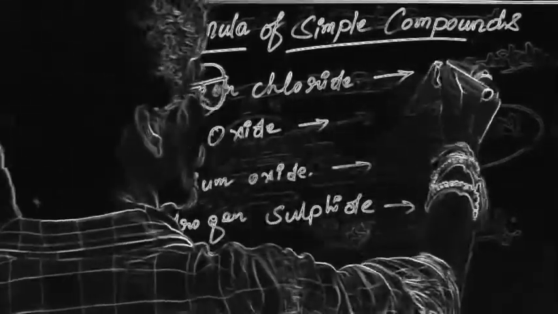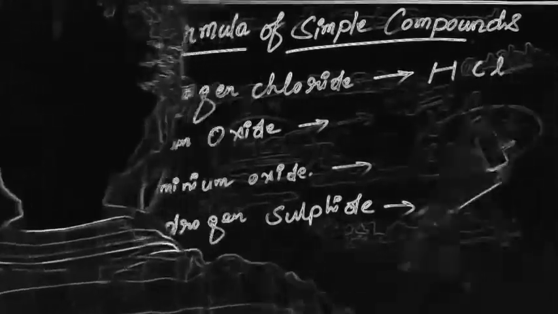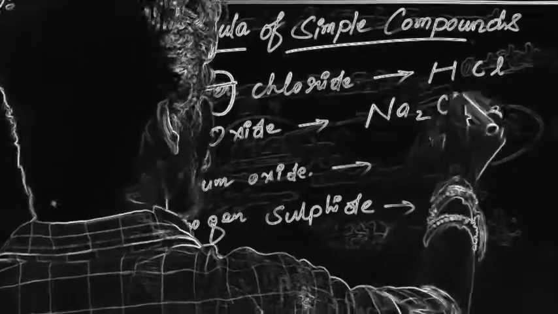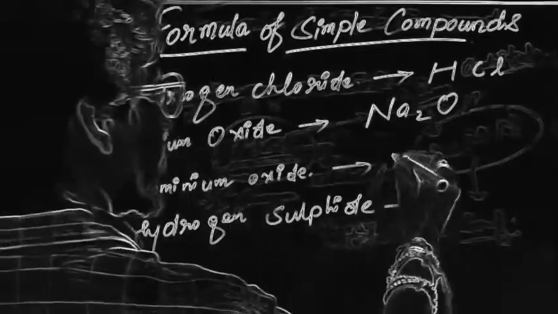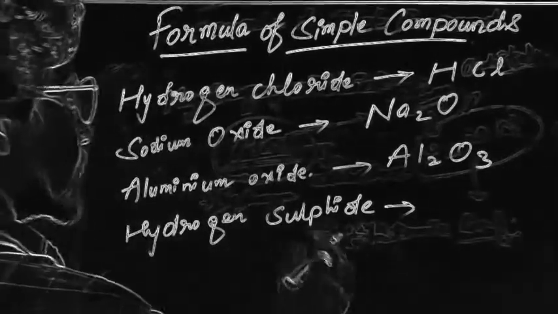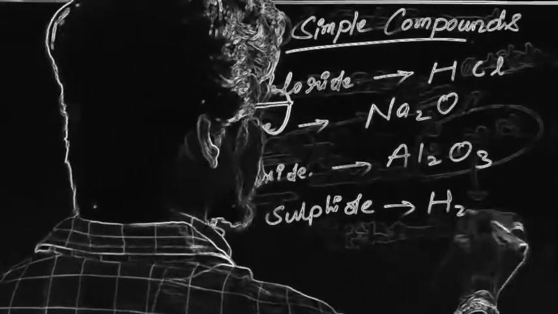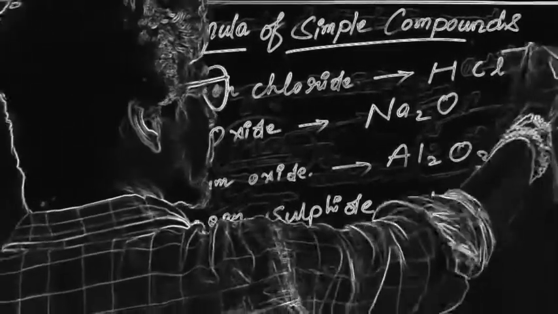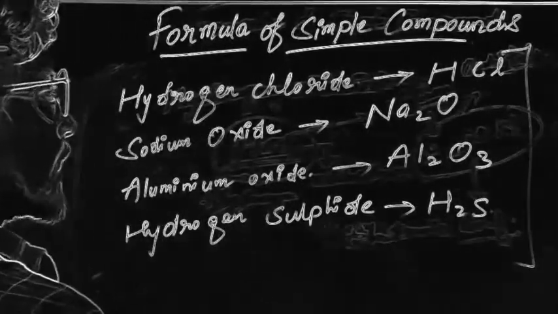Hydrogen chloride, that is HCl. Sodium oxide, Na2O. Aluminium oxide, Al2O3. Hydrogen sulfide, that is H2S. So in this video we will go through the chemical formula making of these compounds.